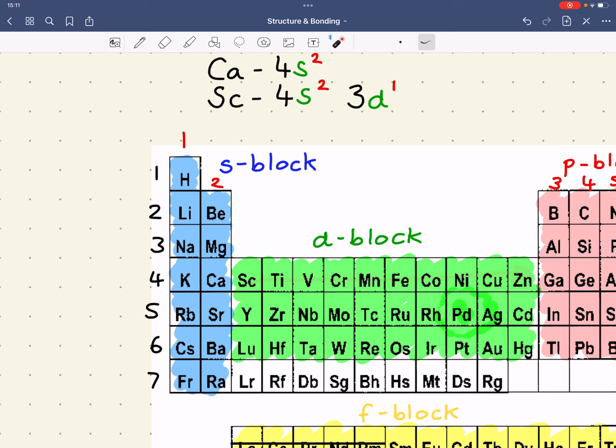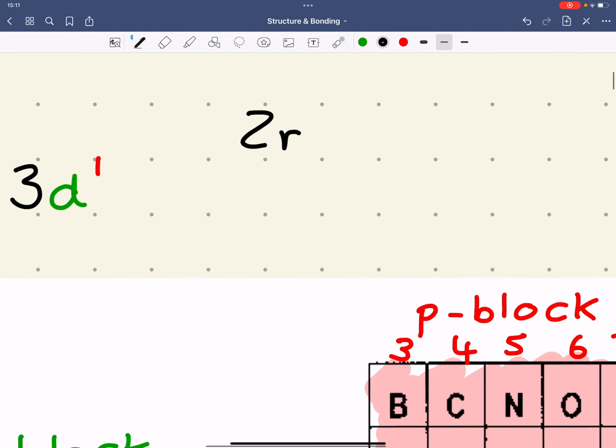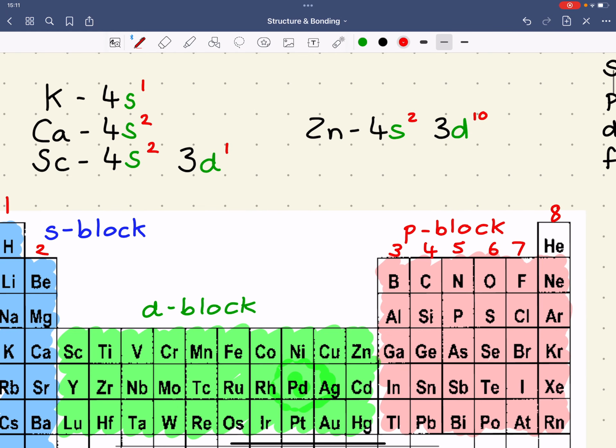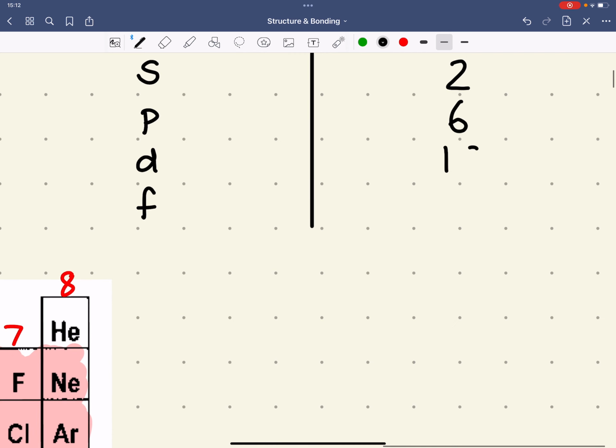And we can go all the way along. And zinc then, let's just do what zinc would be. Zinc would be 4S2, 3D10. So if you count across there, you've got D1, D2, D3, all the way to D10. And that then backs up the number of electrons in a D sublevel. That is equal to 10.